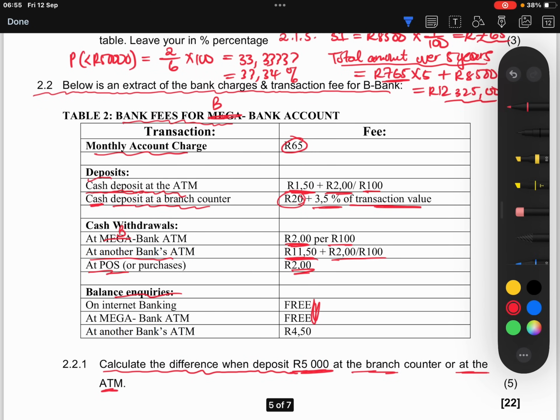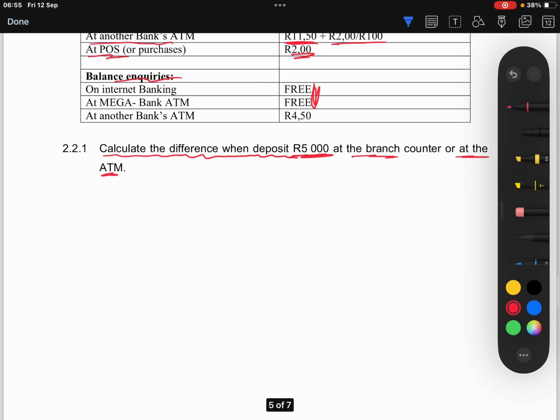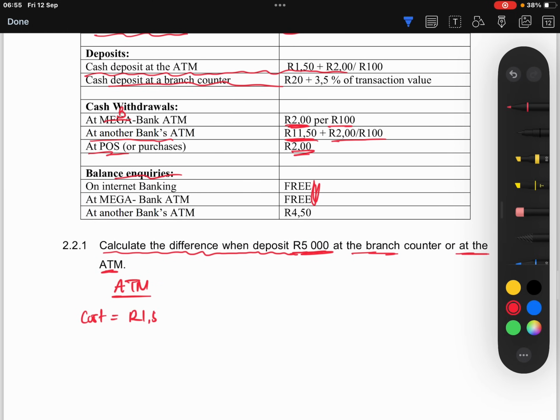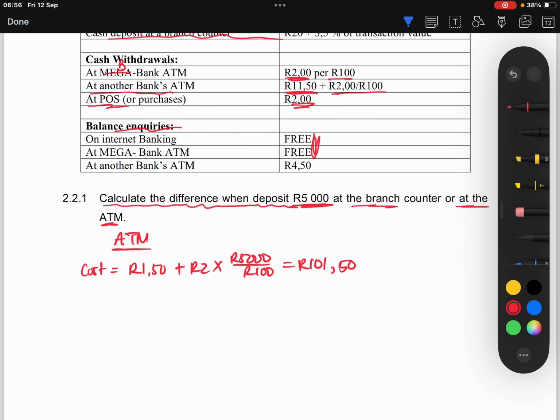So this is where we look at the deposits here. We're going to calculate the difference when you deposit at the ATM and also at the counter. Let's start with the ATM. The cost there is going to be, it's 5,000. At the ATM, we take the 1 rand 50 plus the 2 rand times what? It's the 5,000. 5,000 we divide by 100. So the answer there is going to be 101 rand 50 cents. That's what it will cost to deposit the money at the ATM.